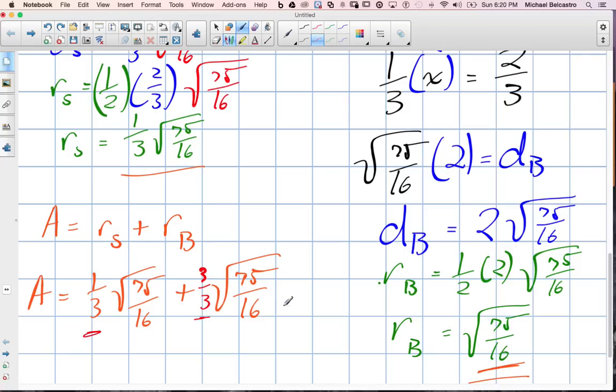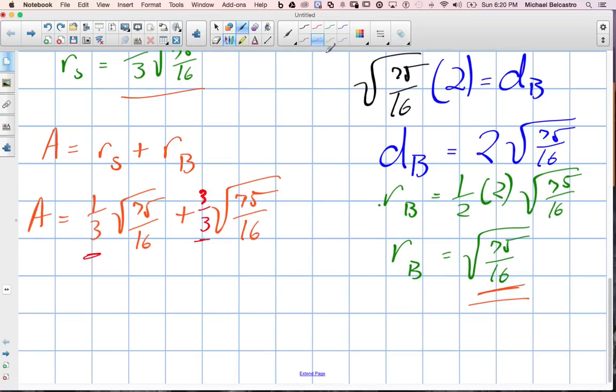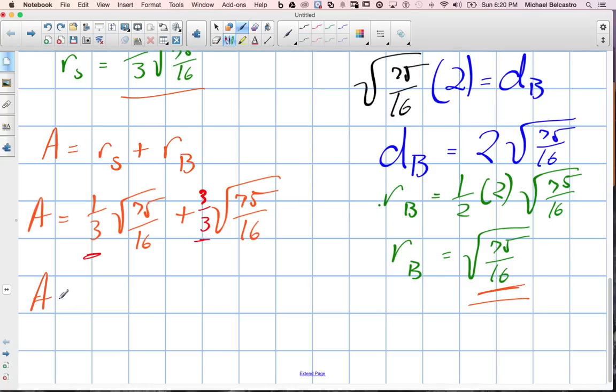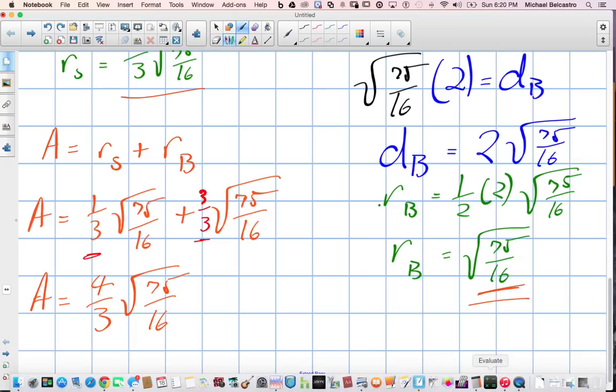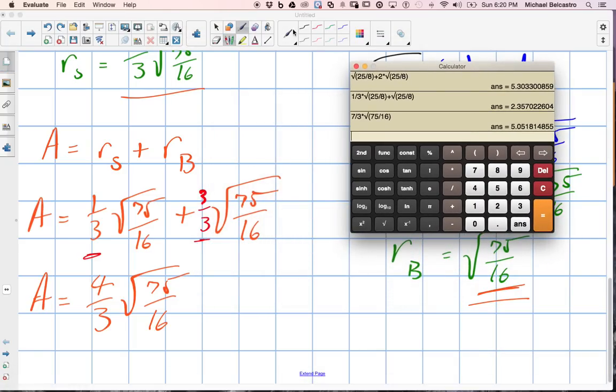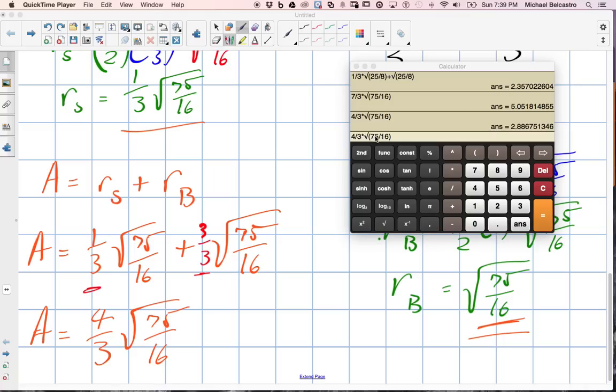Okay. If you want to convert these to decimals, just go right ahead and work with your decimals. My a value is then going to be equal to, when I add those fractions, 1/3 and 3 over 3 is 4 over 3 root 75 over 16. Okay. What does that mean as an actual measurement? We're going to convert it with our calculator. So bring up my calculator here. Plug in 4 over 3 times the root of 75 over 16. And that gives us a value of 2.886 repeated. So the distance between those two centers of the circles is 2.886.